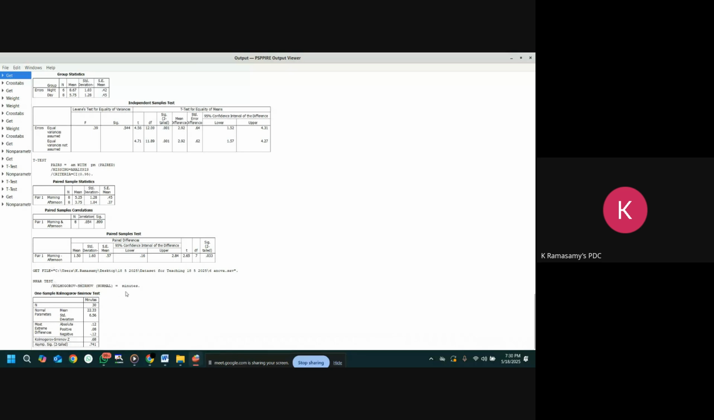What is the output? Minutes, 30 respondents, mean score, standard deviation, and the sig value is 0.741. I told you, in the case of the test of normality and the test of equality of variance, the p-value should be more than 0.05. It means that the data is normally distributed and equal variance is assumed. In our case, the answer is 0.741. It means that the data is normally distributed, so I can conduct a parametric test. Okay, fine.